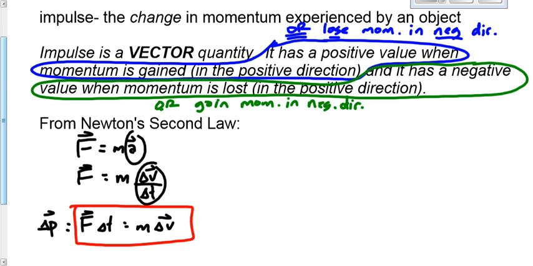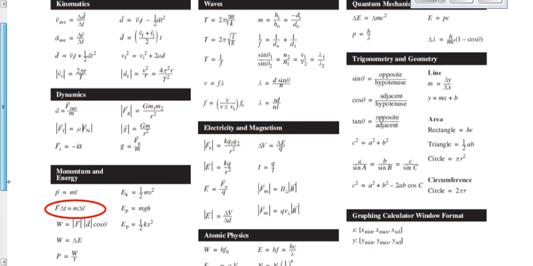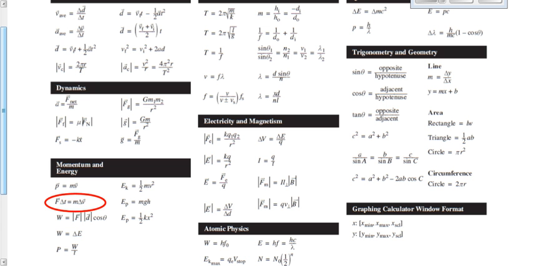The reason I'm going to circle that in red is because that's what appears on our data sheet, down here in the bottom left-hand corner: F times t is equal to m times delta v. For whatever reason, they don't tell us that that's impulse. You have to recognize that. On your data sheet, if I was you, I would pencil in delta p or the word impulse to remind you that that's what that is. Impulse is equal to F times t, but it's also equal to m times delta v because those two terms are equal to each other.